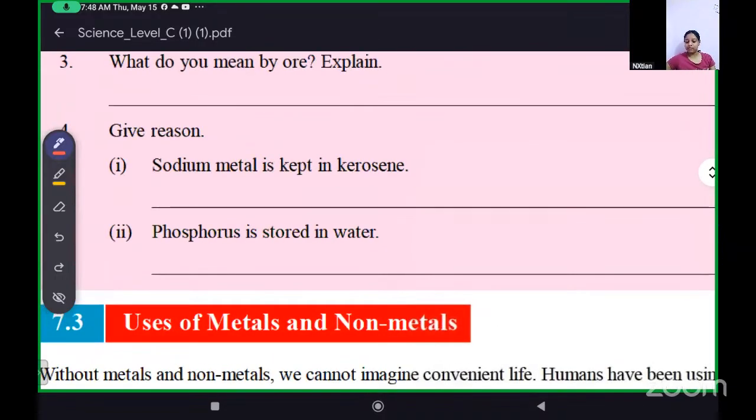Okay. Now, give reasons why sodium metal is kept in kerosene. Ma'am, I'm not sure, but I think it's because the metal can rust and kerosene keeps it from rusting. Because sodium reacts with air in the open. It is highly reactive and it reacts with air. That is why it is kept submerged in kerosene.